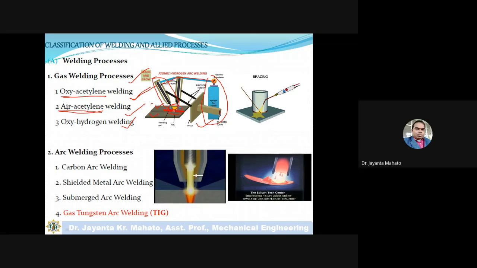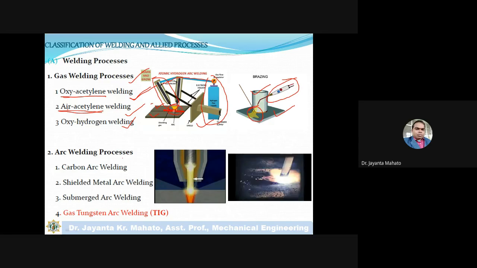So like see this, the two gases will mix in the torch, a flame will be created, and the metal will melt there. Okay, and after solidification, these two parts will join together. Okay.